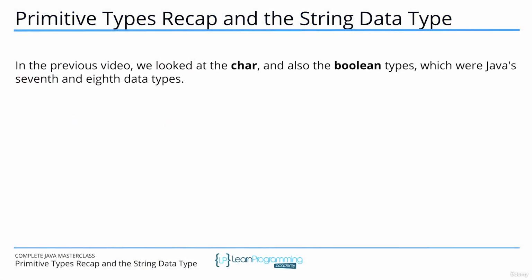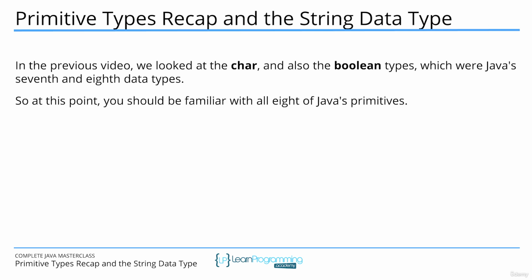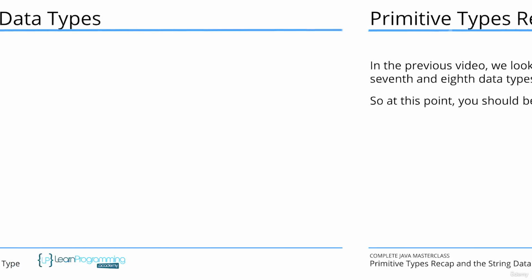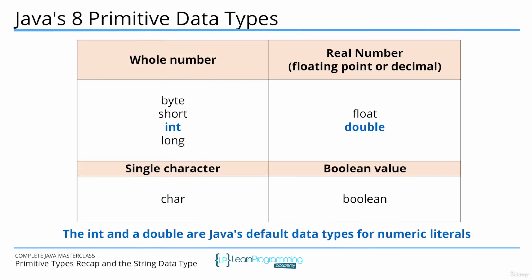In the previous video, we looked at the char and also the Boolean types, which were Java's 7th and 8th data types. So at this point, you should be familiar with all 8 of Java's primitives. You've seen a similar slide before, and we'll show it again here. So, in review, the 8 primitive types that we worked on previously were the byte, the short, the int, the long, the float, the double, the char, and the Boolean.